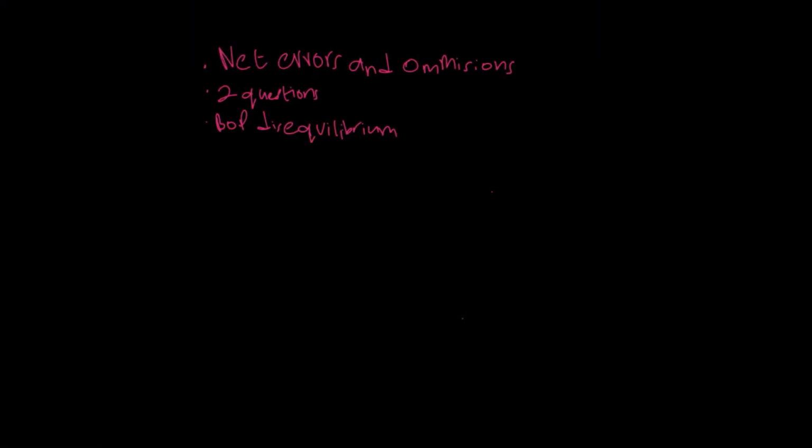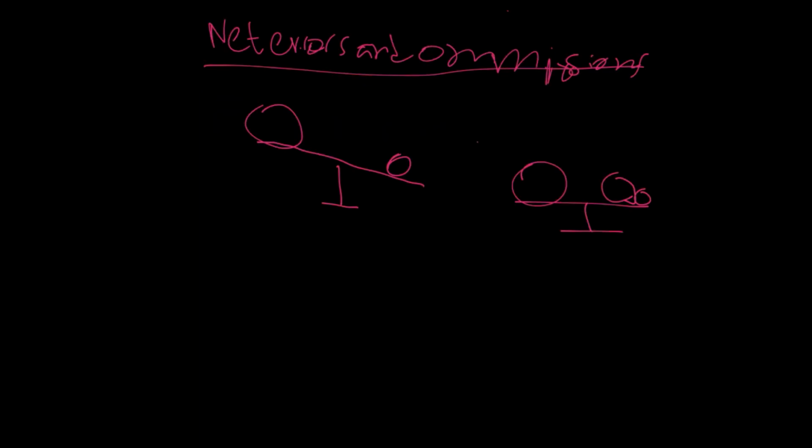Hi guys, so in this video we'll be doing three different things. The first one is going over net errors and omissions. This is an important concept. The second thing is doing two questions about BOP, and then the third thing is discussing what a BOP disequilibrium is. Okay, so let's start. Starting off with the first concept, net errors and omissions.